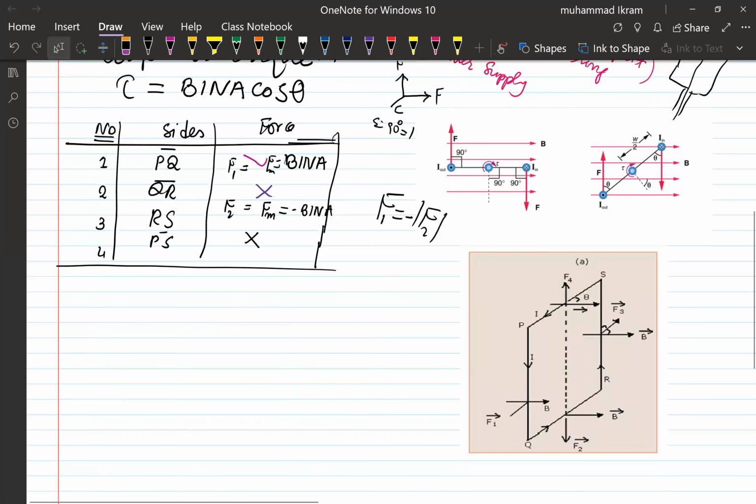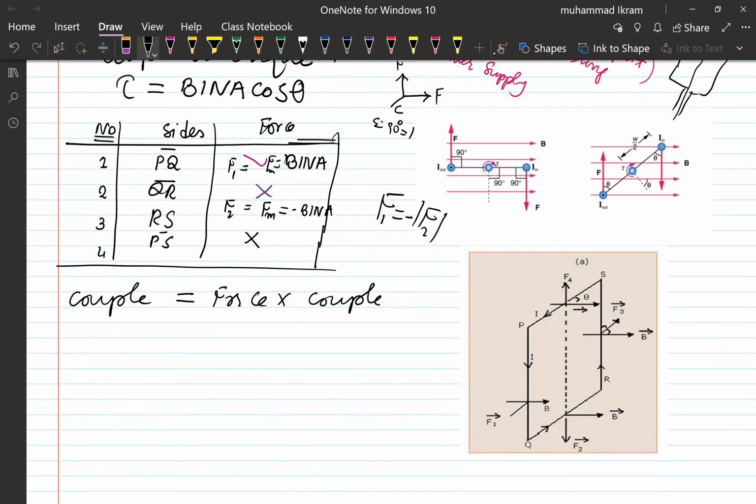In this couple, our torque is equal to what? By the definition of torque, it is equal to F into, that is what I'll be writing here, the couple, that is the force into the couple arm, right? Because it constitutes a couple, I will write couple instead of writing torque. Couple is force into the couple arm, right?